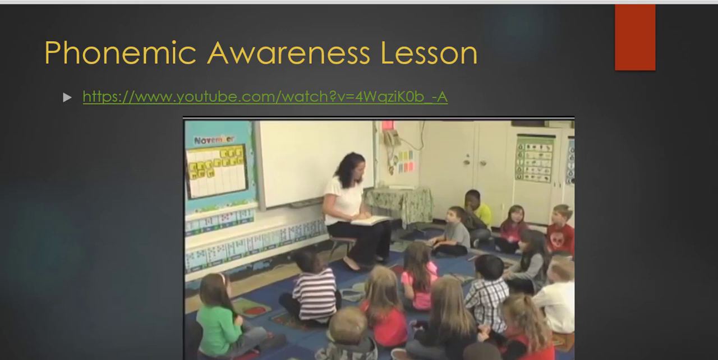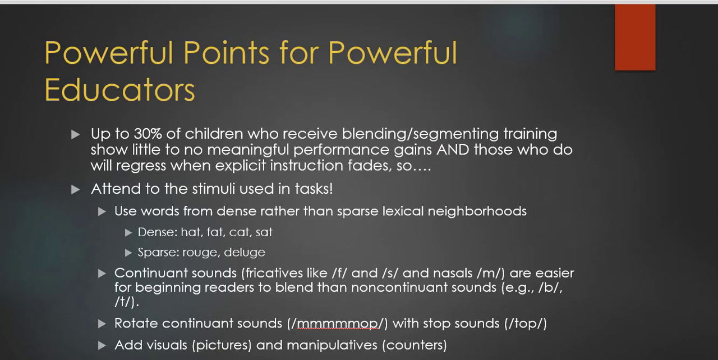Here's another video clip to demonstrate what instruction looks like. Up to 30% of children who receive blending and segmenting training show little to no meaningful performance gains, and those who do will regress when explicit instruction fades. So, attend to the stimuli used in tasks. Use words from dense rather than sparse lexical neighborhoods. Examples include hat, fat, cat, sat. Non-examples are rouge, deluge. Continuant sounds, fricatives like f and s, and nasals like m, are easier for beginning readers to blend than non-continuant sounds like b, t. Rotate continuant sounds like "mop" with stop sounds like "t, op." Add visuals or pictures and manipulatives, counters, and even movement or gestures.